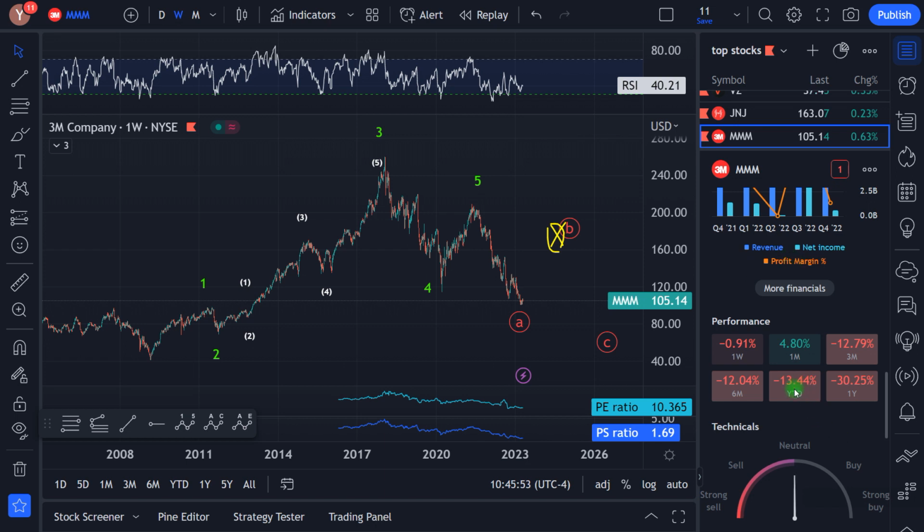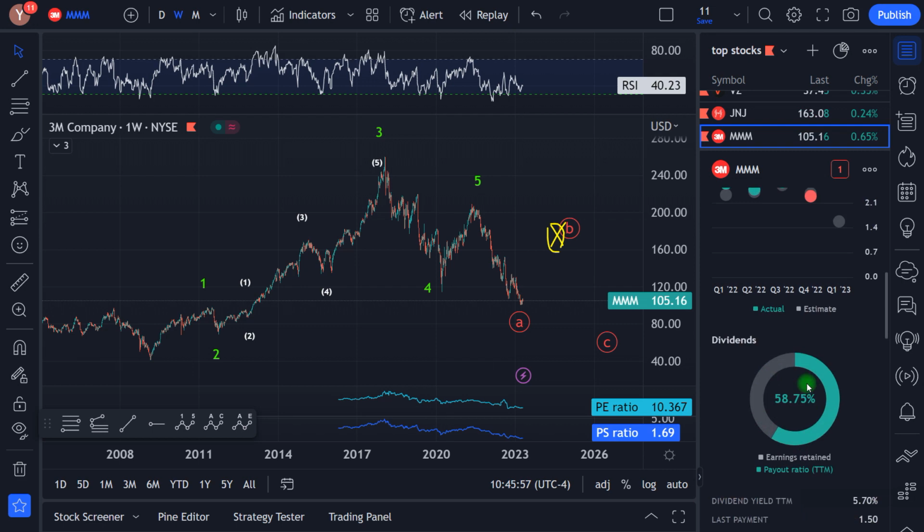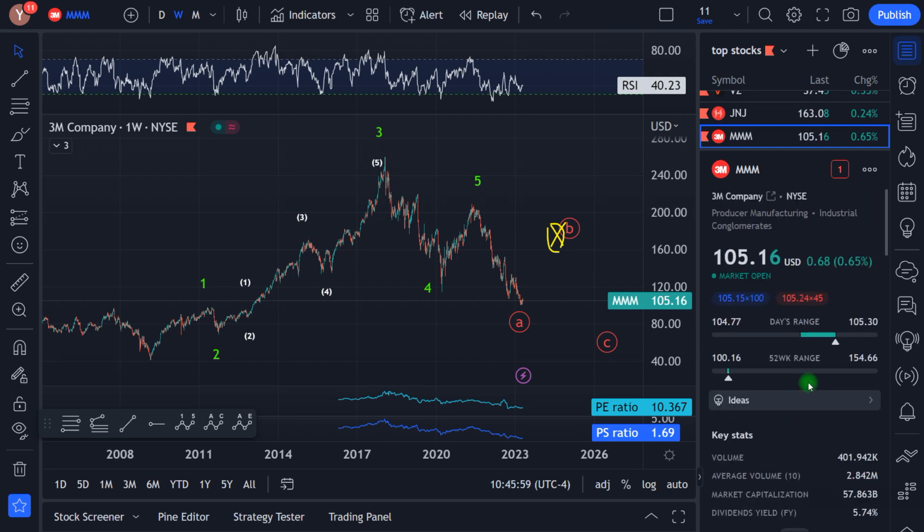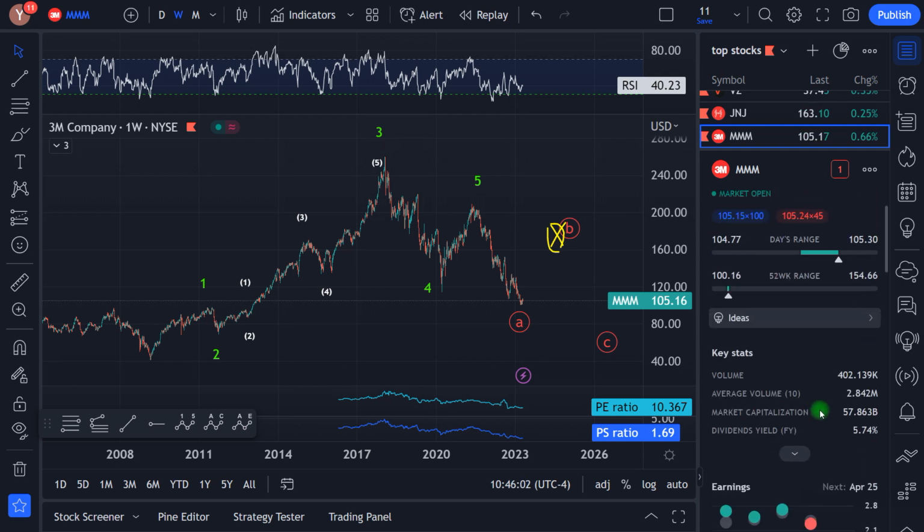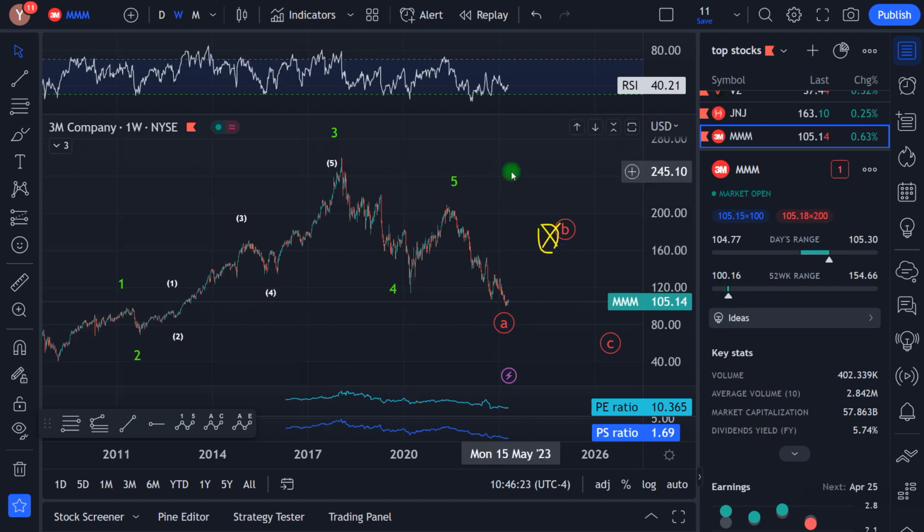By the way, the company's performance this year is down more than 30%, but anyway, you receive a dividend payment of around 6%. And also it's highly possible to see capital gain for this company, and the company's stock may increase. So that's my view on 3M company stock.